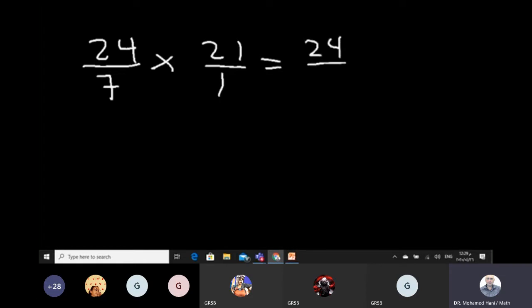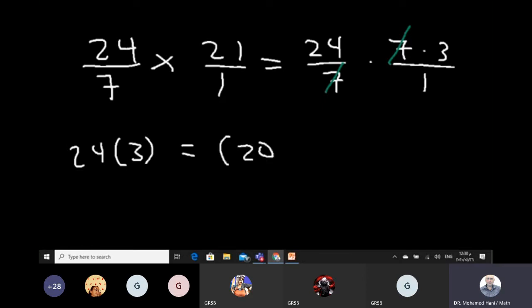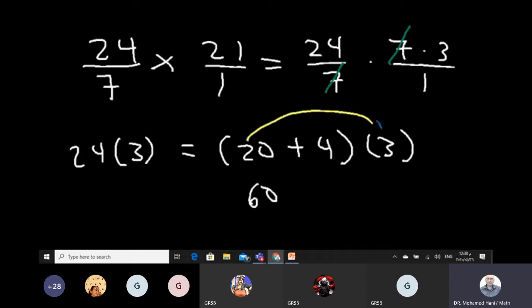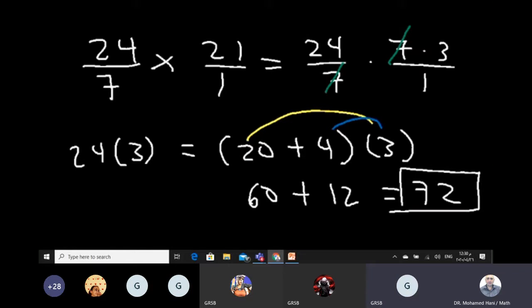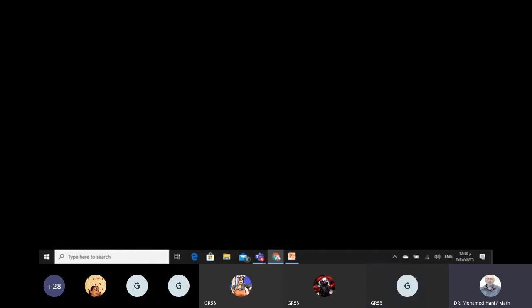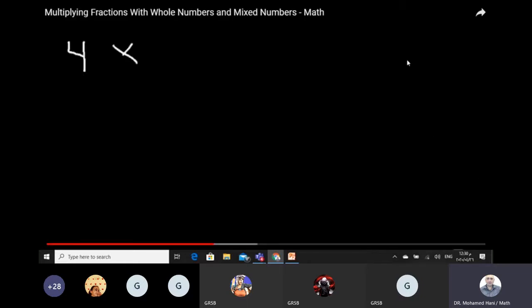So I have 24 on top. 21, I can write as 7 times 3. And notice that the 7's cancel. And so all I have left over is 24 times 3. 24 is basically 20 plus 4. And if I distribute, 3 times 20 is 60. 3 times 4 is 12. 60 plus 12 is 72. So 24 times 3 is 72. Now what if we want to multiply a whole number by a mixed number?